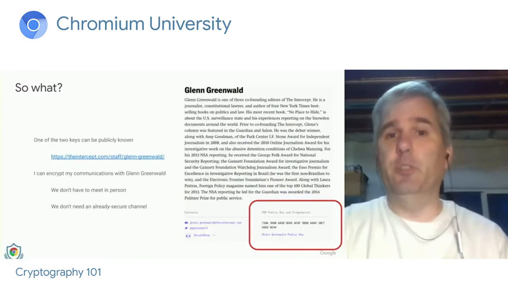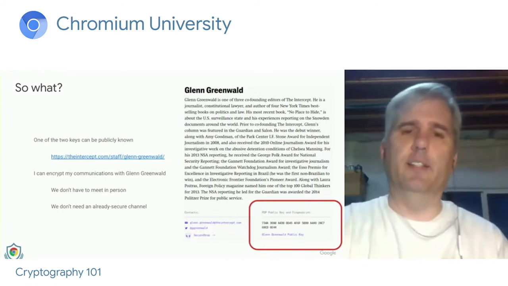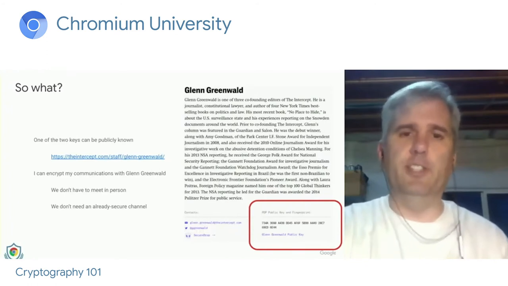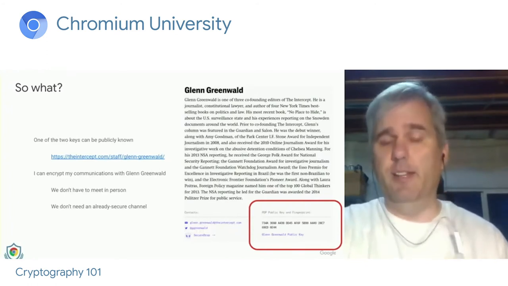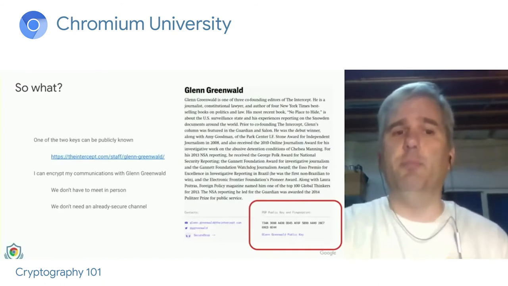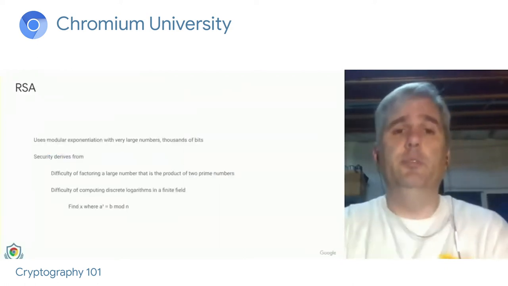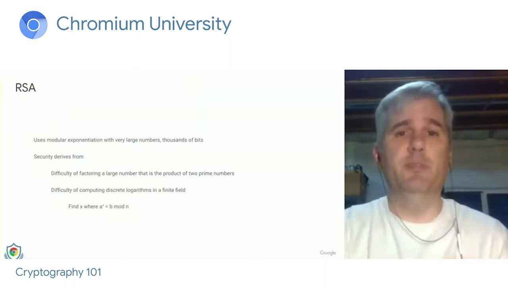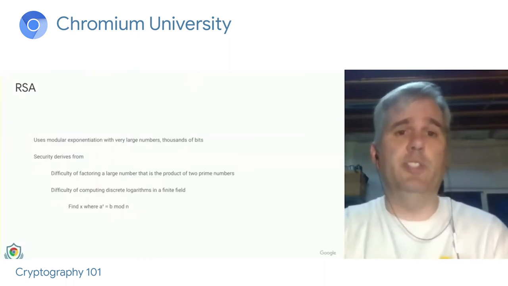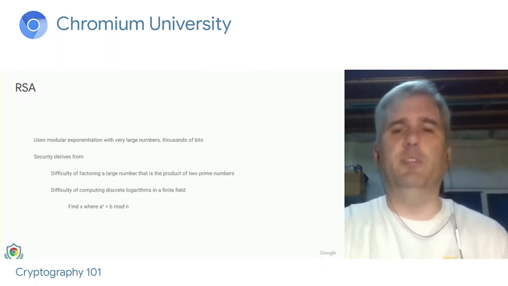And I can encrypt data to communicate with someone else without having to exchange a key in person or have an already trusted channel. As long as I trust that this public key offered on this website is actually legitimate, I can send encrypted data to Glenn Greenwald without exchanging secret keys beforehand. So there are two popular public key crypto systems that I want to talk about. RSA uses modular exponentiation with very large numbers that are thousands of bits long.